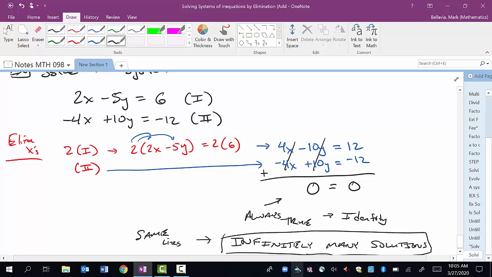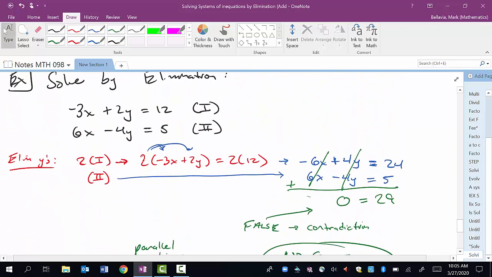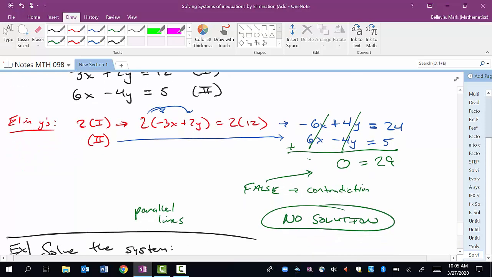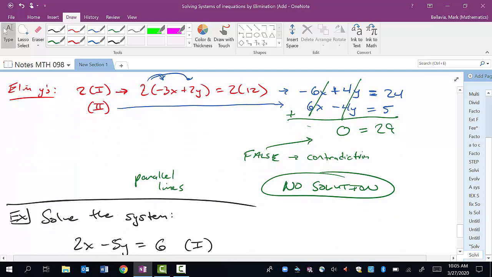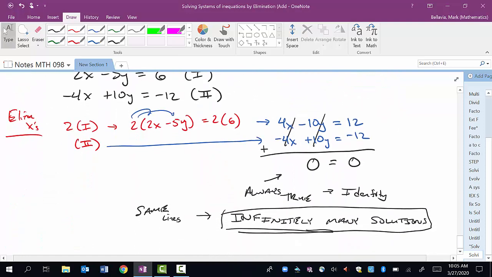If you were to get these into the y equals mx plus b form, they'd have the same slope and the same y-intercept. If you have everything cancel out like we did above here, and you got a contradiction, so all the variables cancel, you got a contradiction, that's false. That tells you the lines are parallel, so there is no solution. They never cross.